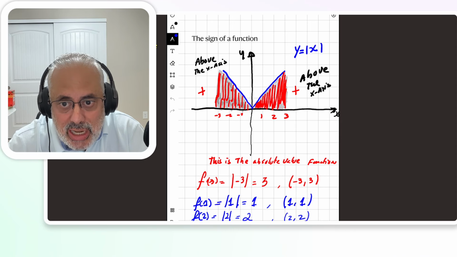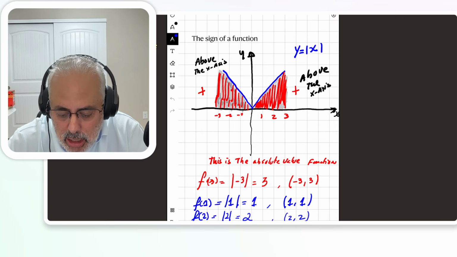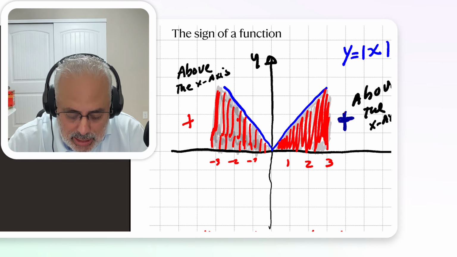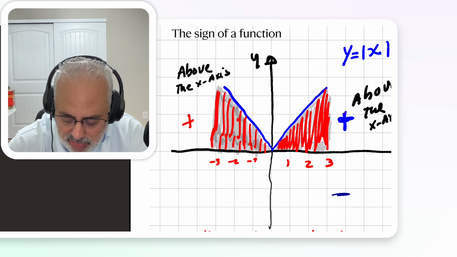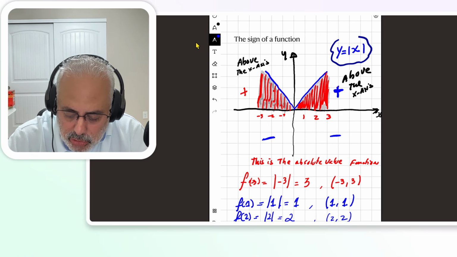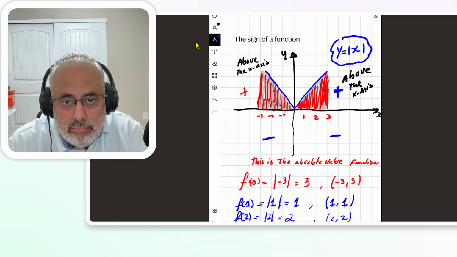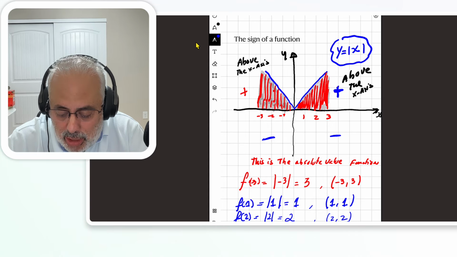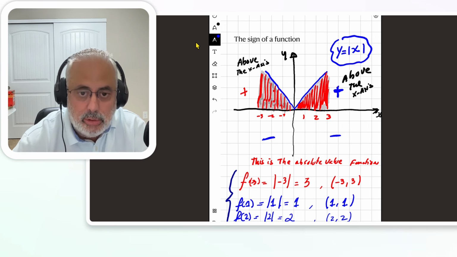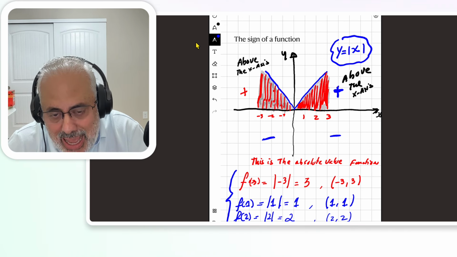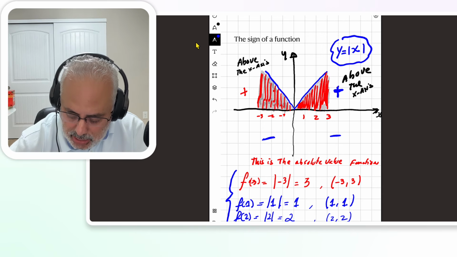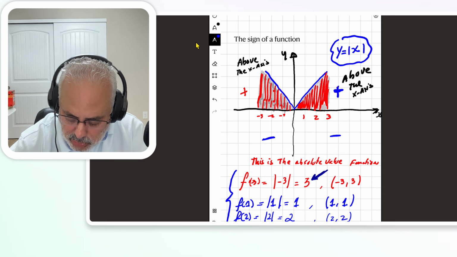They need to understand that above the x-axis, we have positive right here. And below the x-axis, we have negative. And this function, which is the absolute value function, you can show them an example here. You can tell them, hey, this is what the function does. The function is assigning a positive value because it's the distance from 0 to the number.